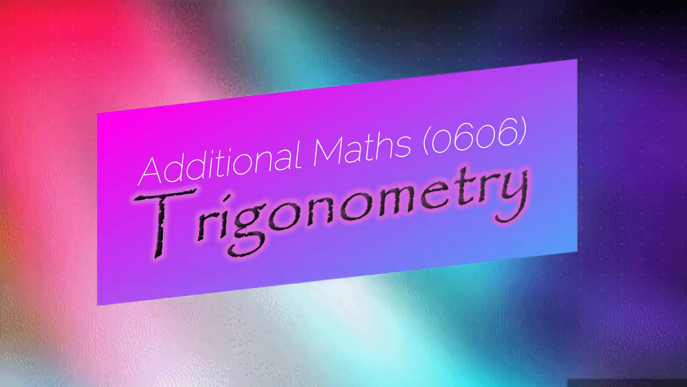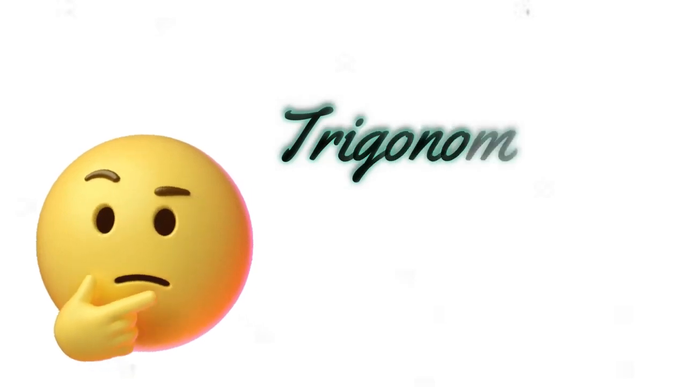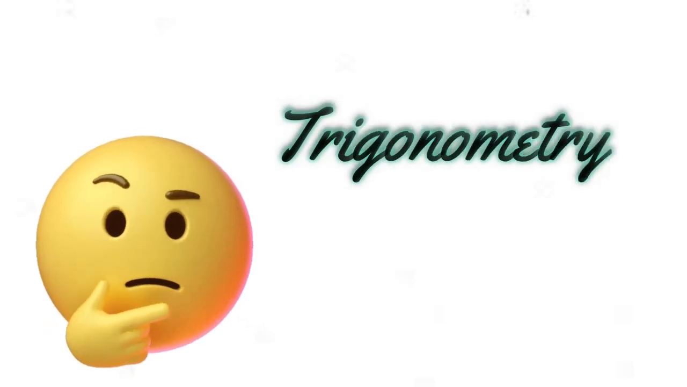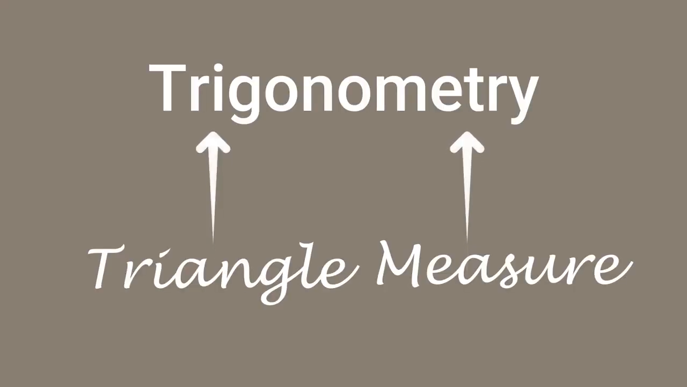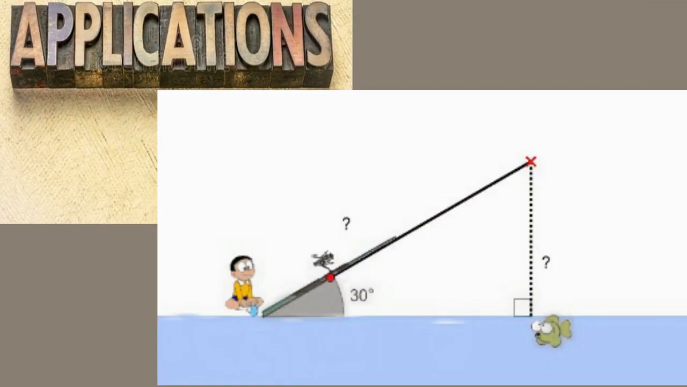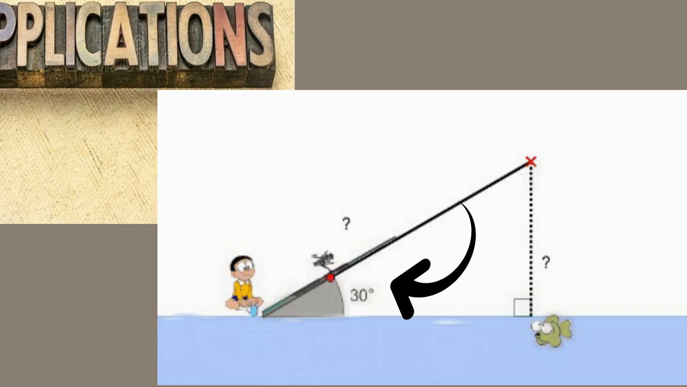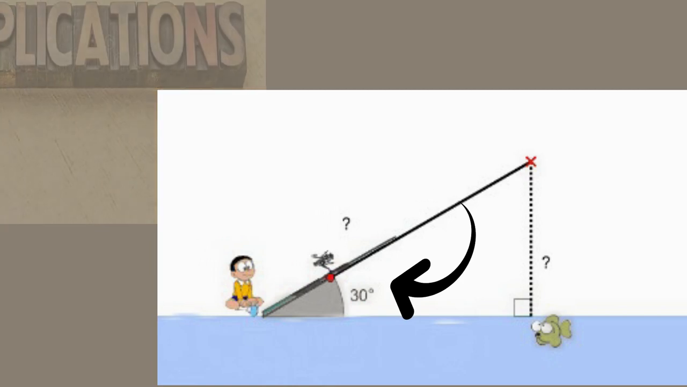Today I am going to teach you about trigonometry in IGCSE Additional Maths. So first, let's start off by understanding what trigonometry is exactly. In trigonometry, the trig stands for triangle and metry stands for measure. So in trigonometry, we will be dealing with different applications and how angles and lines are related to each other.